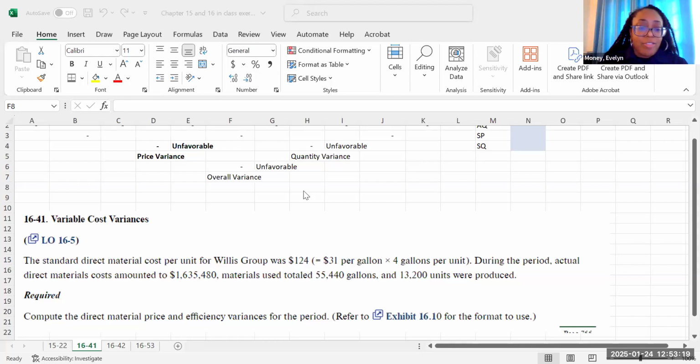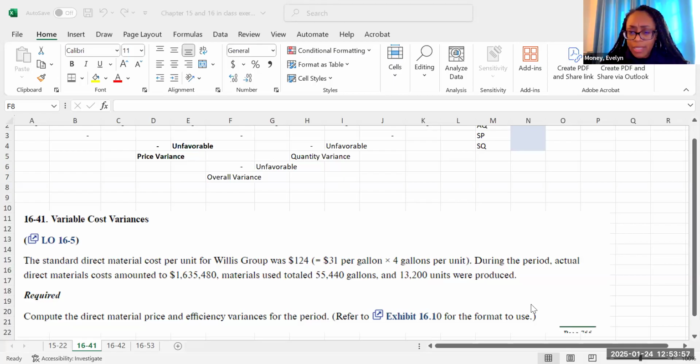All right, so we have the standard direct material cost per unit for Willis Group was 124 at $31 per gallon times 4 gallons per unit. Remember, I don't care about this 124. I care about the 31 per gallon because that's going to be my standard price, and the 4 gallons per unit is going to be my standard quantity. During the period, we have actual direct materials costs of 163,540, and materials used totaled 54,440 gallons, and 13,200 units were produced. We have to find the material price and efficiency variances.